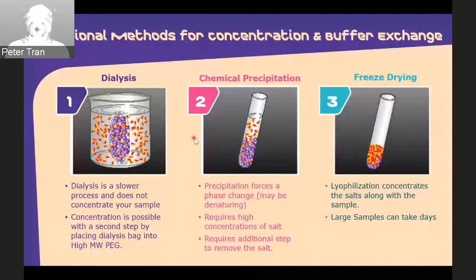Chemical precipitation, you can precipitate the protein, but this might denature the target protein. This might kill the protein function. And freeze drying is the same thing. You need to add a lot of salt to precipitate the protein, or lyophilize the target protein. This way, you also might denature the protein.